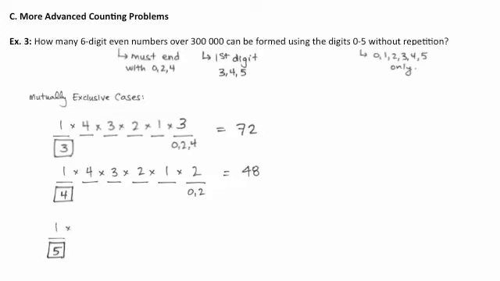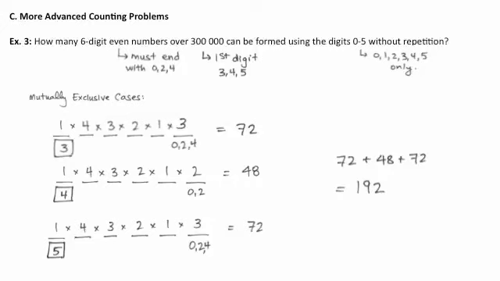Very similar situation with the 5. But now we can use 0, 2, or 4 in the last place, and so we get 72. And when we add up these cases, the total number of 6-digit even numbers over 300,000 that can be formed using the digits 0 to 5 without repetition is 192.